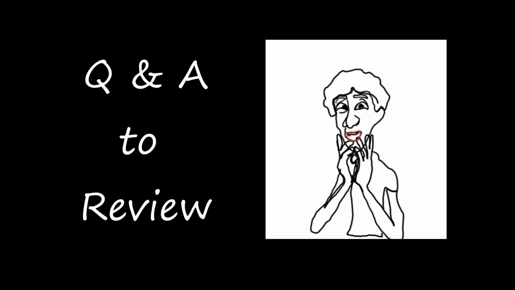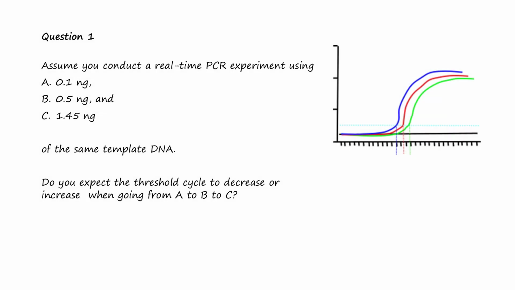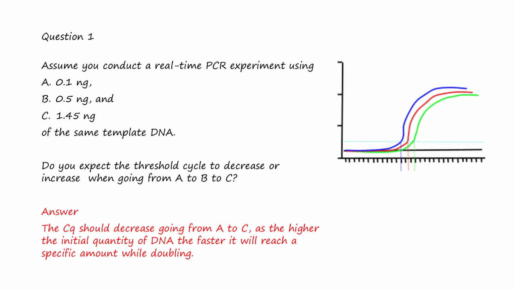Now let's review with questions and answers. Question 1. Assume you conduct a real-time PCR experiment using A, 0.1 nanogram, B, 0.5 nanogram, and C, 1.45 nanogram of the same template DNA. Do you expect the threshold cycle to decrease or increase when going from A to B to C? Answer: CQ should decrease going from A to B to C, as the higher the initial quantity of DNA, the faster it will reach a specific amount when doubling.